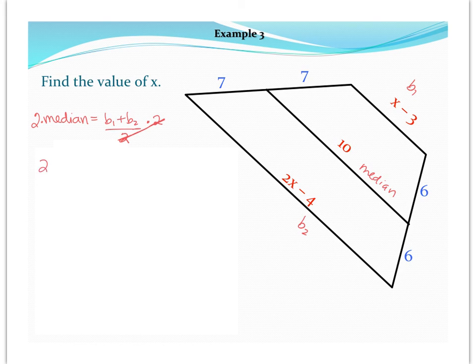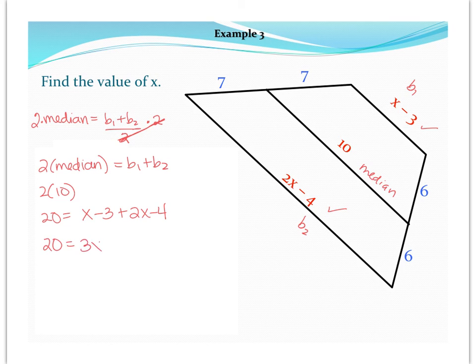So twice the median equals base 1 plus base 2. So that means twice 10, so 20, equals the first base plus the second base. Now I'm going to solve that, but I just want to show you all you're doing is you're just adding these two together. Normally you divide it in half and set it equal to 10. Instead, you can just set it equal to double 10. Okay, so 20 equals 3x minus 7. I can add 7, and I get that x is 9.